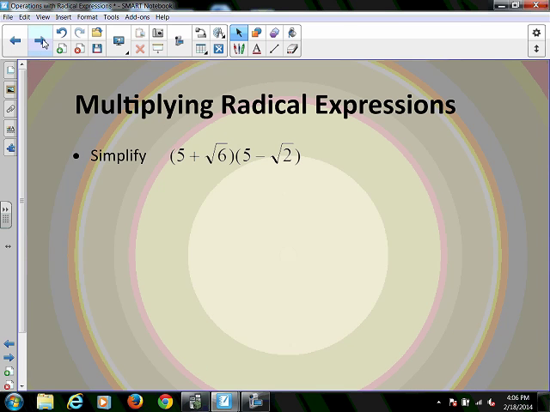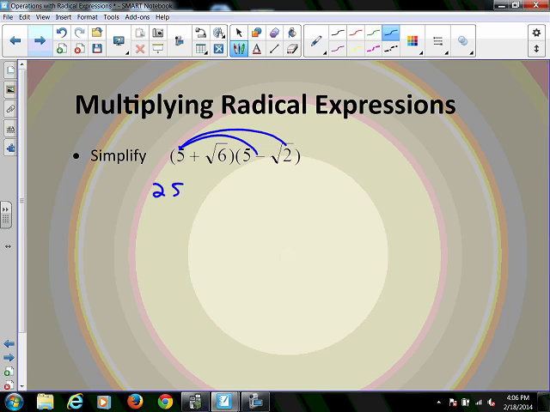Now we have a binomial times a binomial. So 5 times 5 is 25. 5 times negative square root of 2 is negative 5 times the square root of 2. Plus 5 times the square root of 6. And the square root of 6 times negative square root of 2, negative square root of 12.